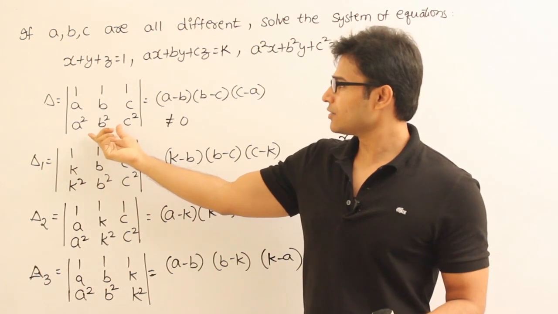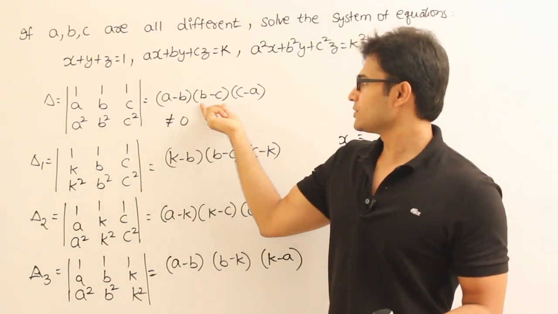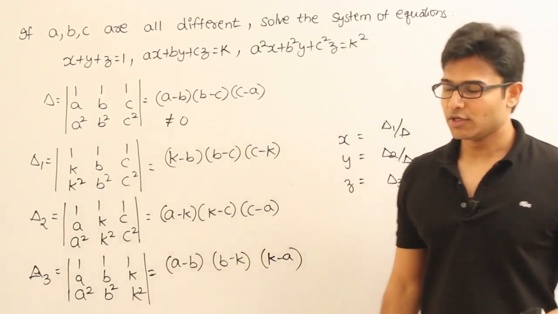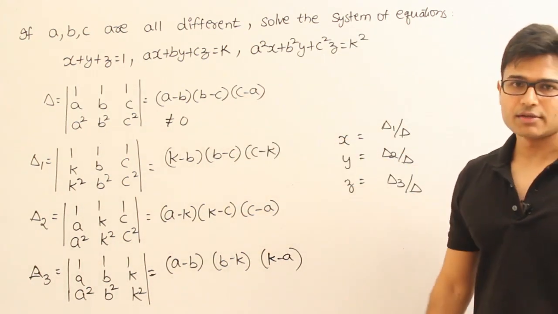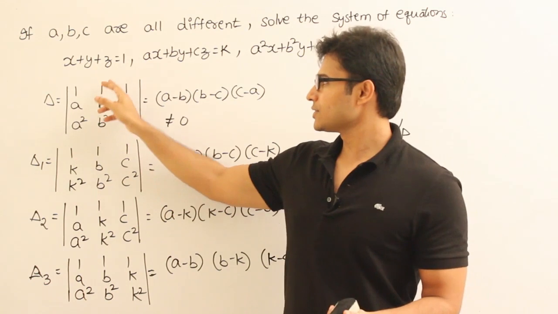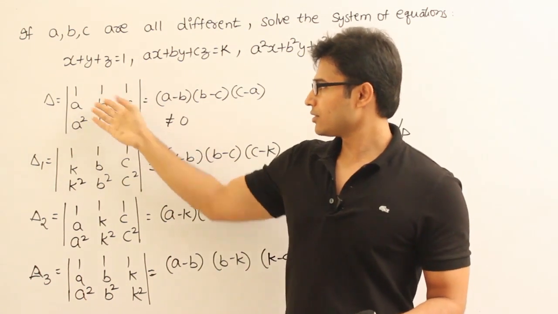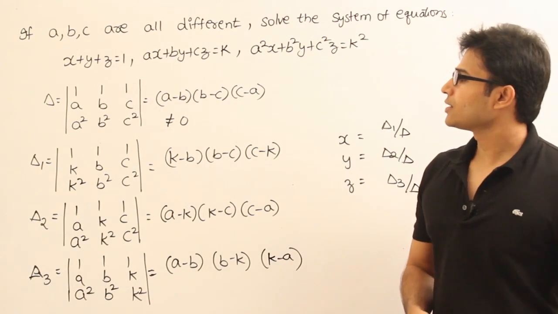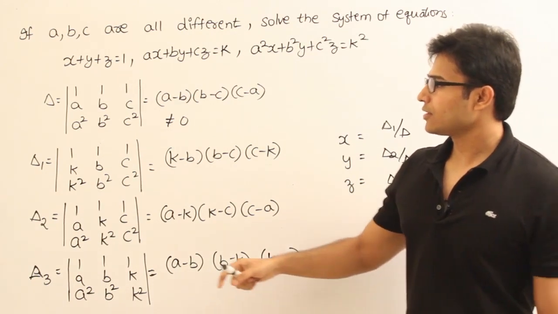The determinant, the value of this one is (a minus b)(b minus c)(c minus a). We solved it many times till now. If you forgot it, you can do it again. Apply just the column transformations, make this 0, and you can find it out. It is direct. Okay. And then after that, find out delta 1.